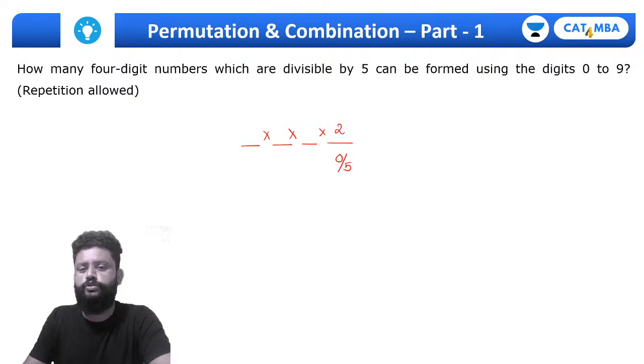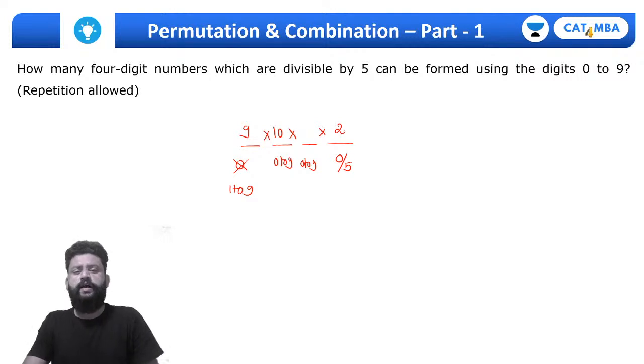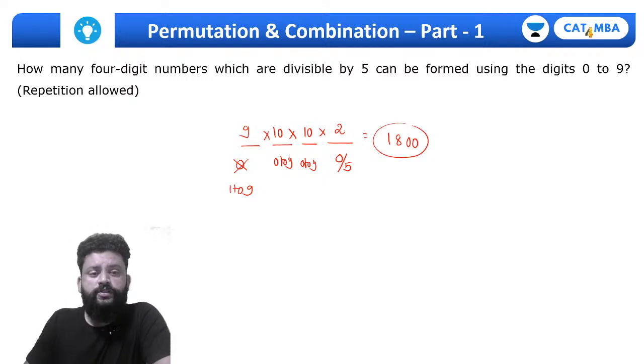Okay, so I do have 2 choices for the last digit, and after that the first digit cannot be 0, but repetition is allowed, so it can be anything from 1 to 9. So I do have 9 choices. Then for the next digit 0 to 9 anything can come, so I do have 10 choices. 0 to 9 anything can come at the third place, so I do have again 10 choices. So totally कितने numbers possible है? 1800 numbers है जो 5 से divisible होंगे.